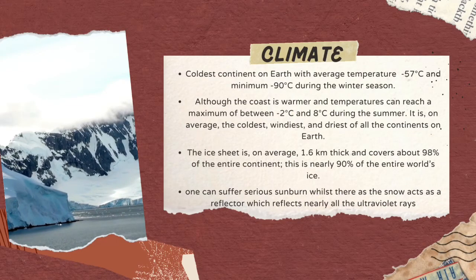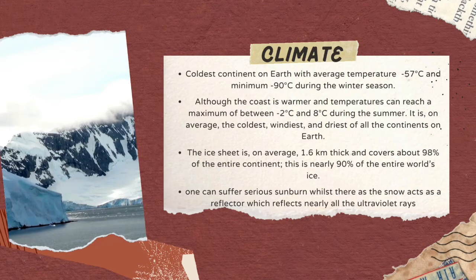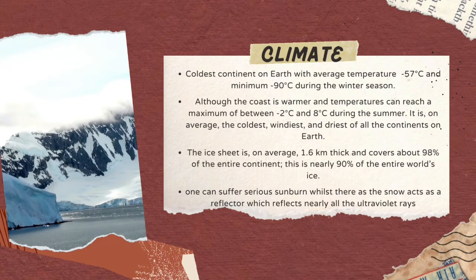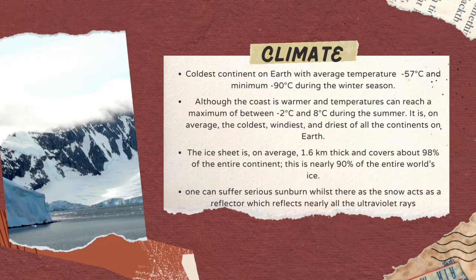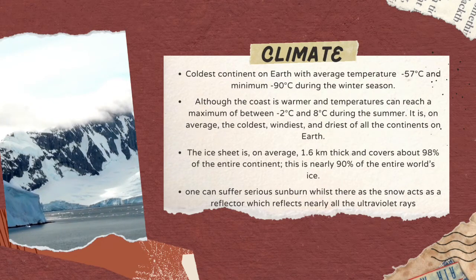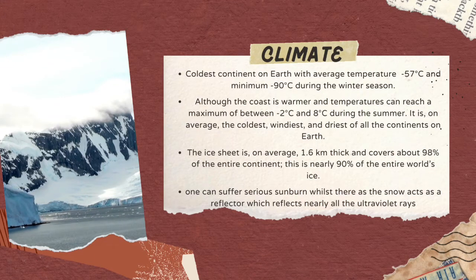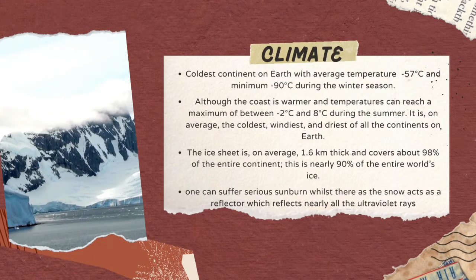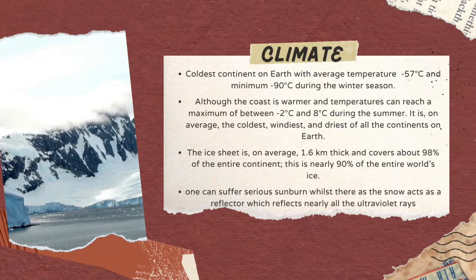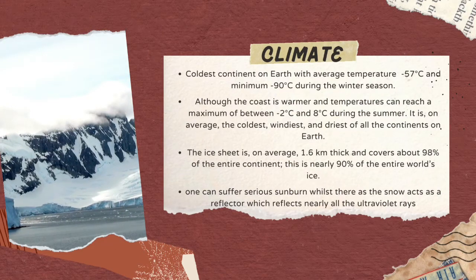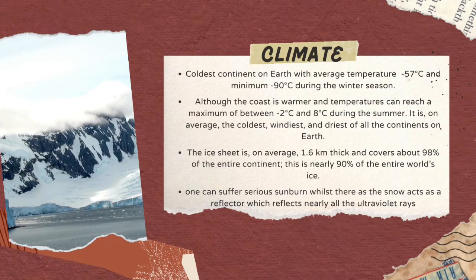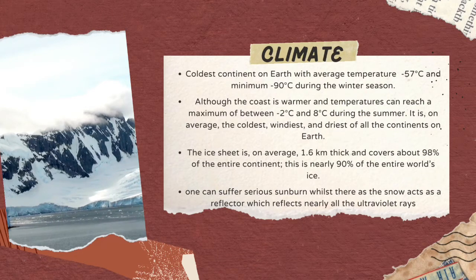Next is climate. Antarctica is the coldest continent on Earth. The average temperature in the interior throughout the year is about negative 57 Celsius, with the minimum temperature being negative 90 Celsius during the winter season. Although the coast is warmer and temperatures can reach a maximum of between negative 2 Celsius and 8 Celsius during the summer, it is, on average, the coldest, windiest, and driest of all the continents on Earth.